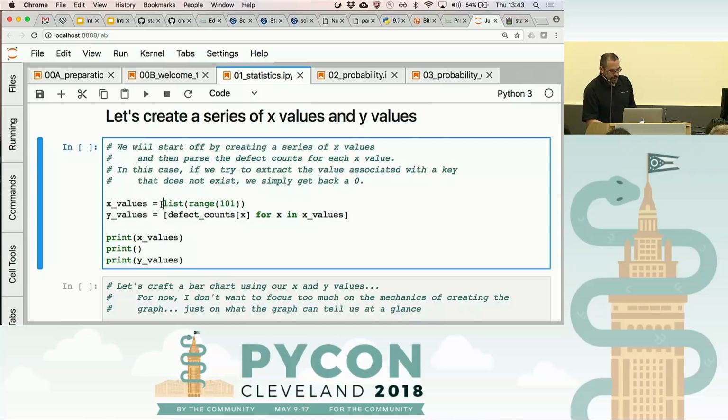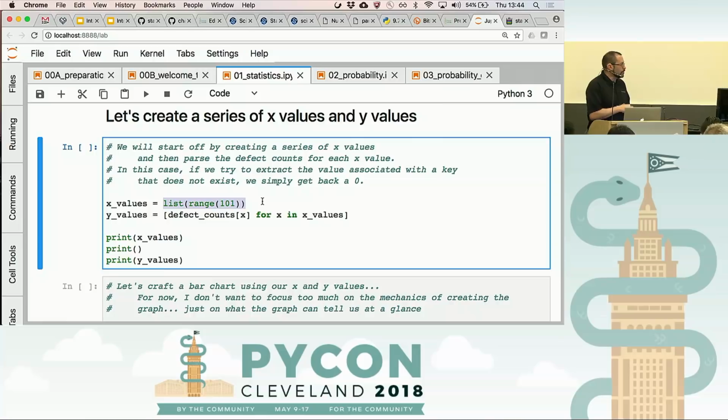All right, so I want to create a list of x values to go on the bottom of my chart, and I want to see all of those y values that are in my defect count, the 8, or the 24, and the 24, and those things.